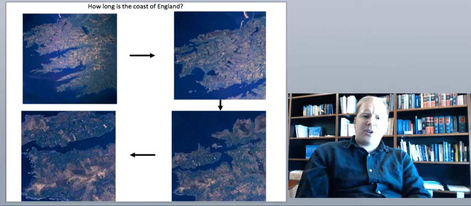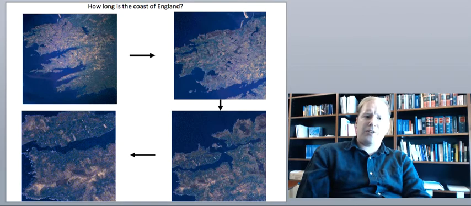Mandelbrot actually asked a question, which was, how long is the coastline of England? If you start in the top left, he took a satellite photo of the coast of England, and then he zoomed in, picture 2, upper right, on a portion of that coastline. The upper left quadrant in the first photo was zoomed down and created the second picture on the upper right. And then he zoomed in again on the upper left quadrant of that photo, and then again on the upper left quadrant of that photo.